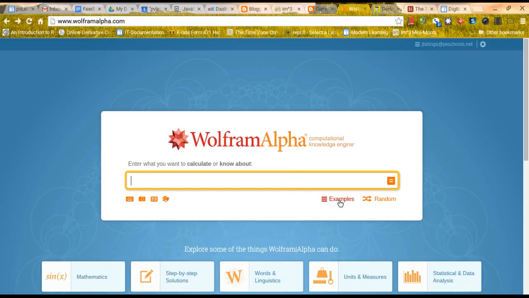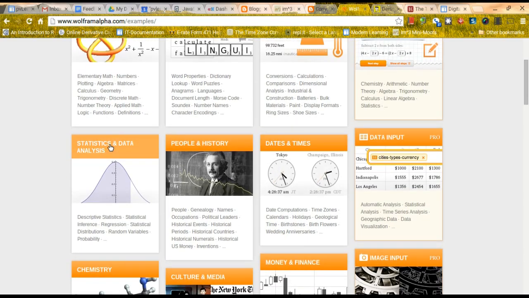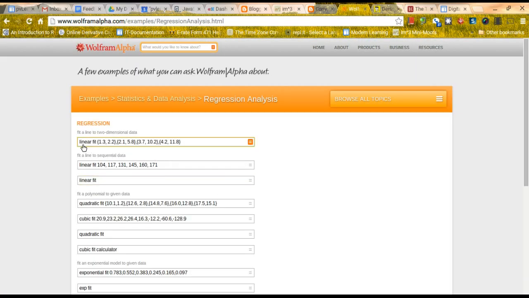Let's look at a regression. If they are related, there are ways to compute them statistically to see how strong the relationship is. So I'm just going to click on the examples, go into the statistics and data analysis pane, and look at this thing called regression. And here they give you an example.